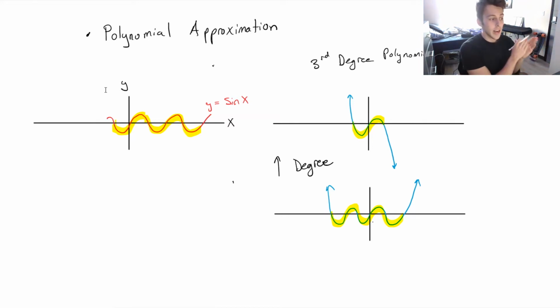Like, I can write sine of x only with polynomials, but if I make this polynomial go all the way to the infinitieth degree, then it will actually be sine x. It's not going to be an approximation, it will be sine x. And that's really, really cool. So what I want to do is find what that polynomial is.